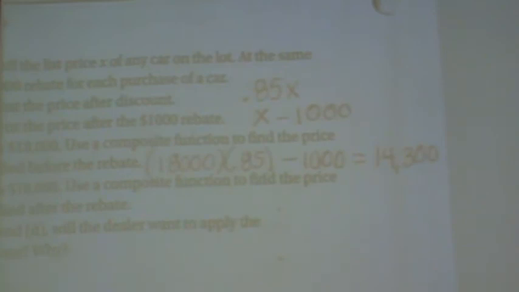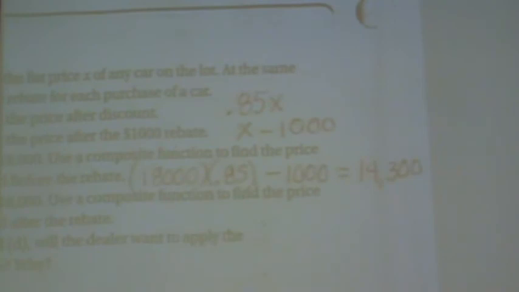Now for the next one, they're asking you, suppose the list price of the car is still 18,000, and they want you to use the discount applied after the rebate. So take the price of the car, the 18,000, you're going to subtract the $1,000. So you get 17,000, and now you're going to multiply that by 0.85. Take the 85%. You get $14,450.